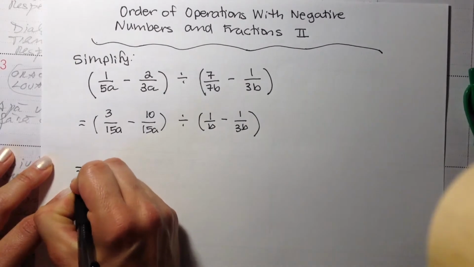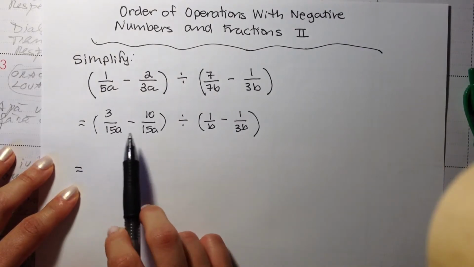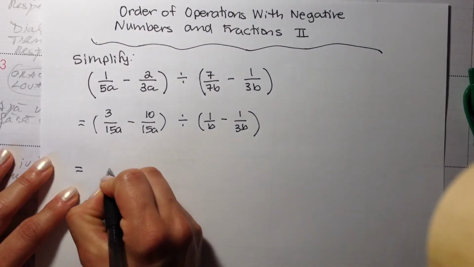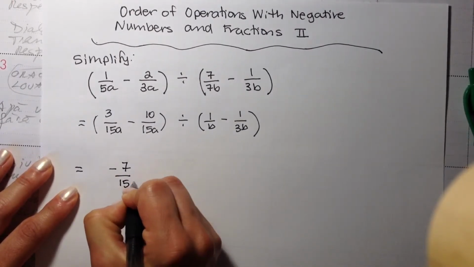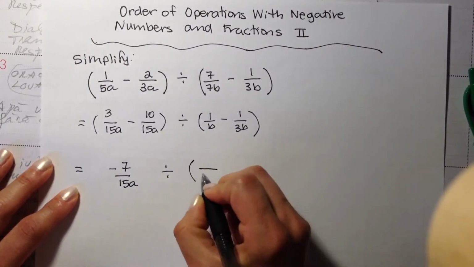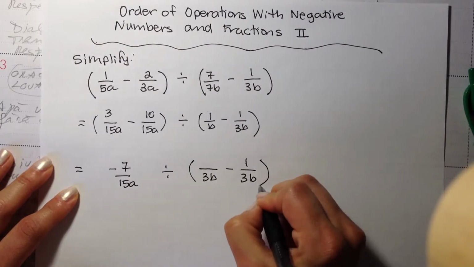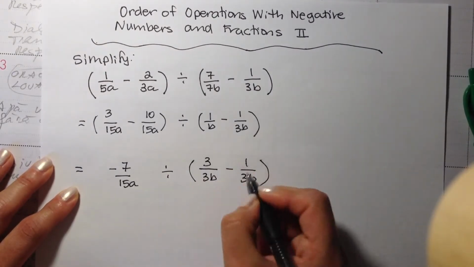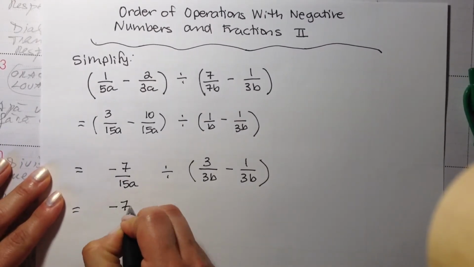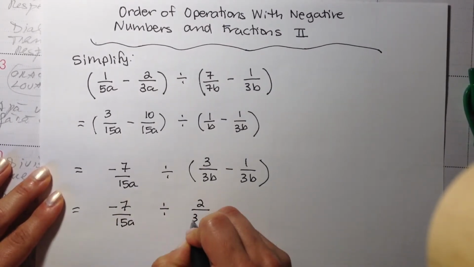So let's do that. I can actually go back to the first part and I can combine, because now I have like terms, we have the same denominator. And so you just subtract 3 minus 10, which gives us a negative 7 over 15a, divided by, and over here, like I said, the common denominator would be 3b. I can recopy the second fraction. And so now we have 3 over 3b. We can subtract in this case. That gives us 2 over 3b.